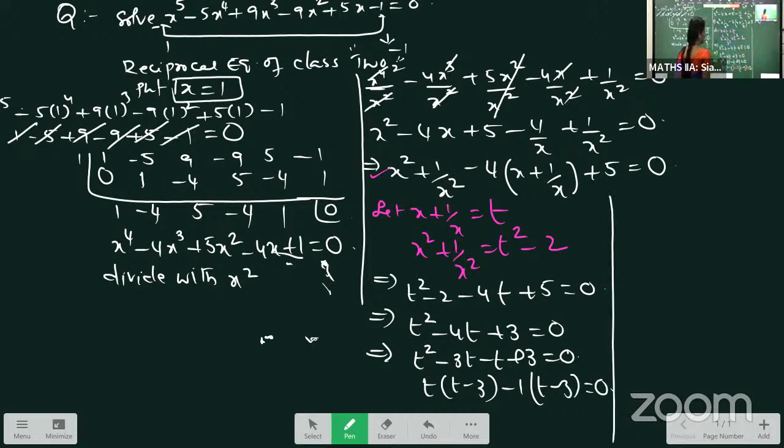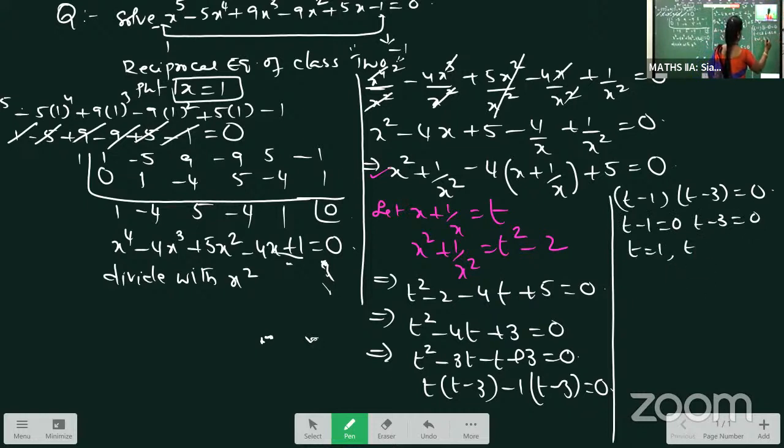Then this is t minus 1 and t minus 3 is equal to 0. So t minus 1 is equal to 0, t minus 3 is equal to 0. Then t is equal to 1 and t is equal to 3. So two cases have arisen. Once you go through this, we will go to the next page.